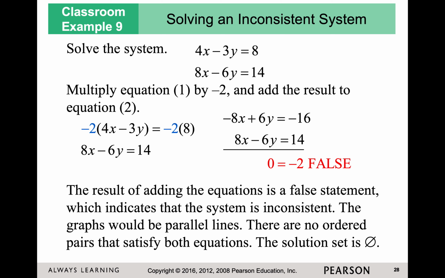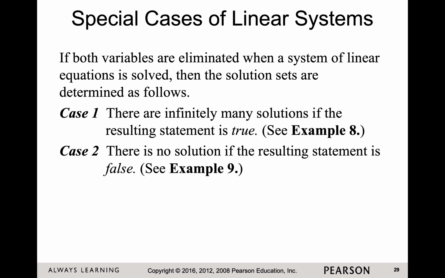0 is never going to be equal to negative 2. So when that happens, the lines are actually going to be parallel, meaning that they'll never intersect and never have an answer. So in special cases, there are infinitely many solutions if you get a true statement like 2 equals 2, 1 equals 1. In a special case, if you get something that is false, like 1 equals 3, 2 equals 4, that's going to be no solution in the lab.